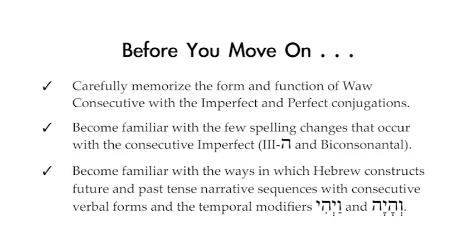Second, become familiar with the few spelling changes that occur with the consecutive imperfect, especially third hey and biconsonantal when those forms are shortened. Third, become familiar with the ways in which Hebrew constructs future and past tense narrative sequences with the consecutive verbal forms and the temporal modifiers wayehi and wehaya. This concludes our lecture for Chapter 17, the wow consecutive with imperfect and perfect verbs.